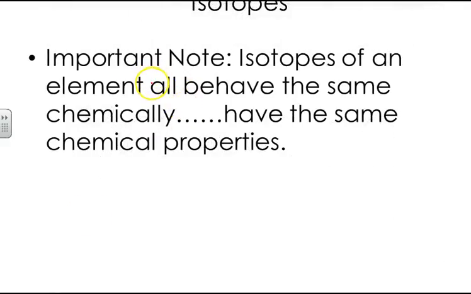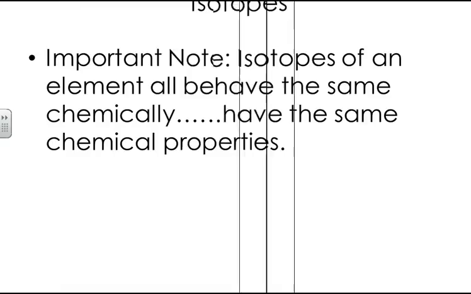An important note about chemical behavior, chemical properties. Isotopes of an element all act the same chemically, so they have the same chemical properties. So if we take hydrogen and oxygen and make water, we may not have the exact same molecules of water in the end, because there could be different isotopes of both hydrogen and oxygen present in the water, but they would combine in exactly the same way, making H2O.